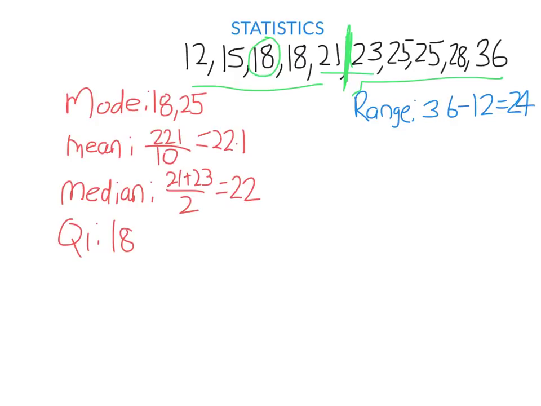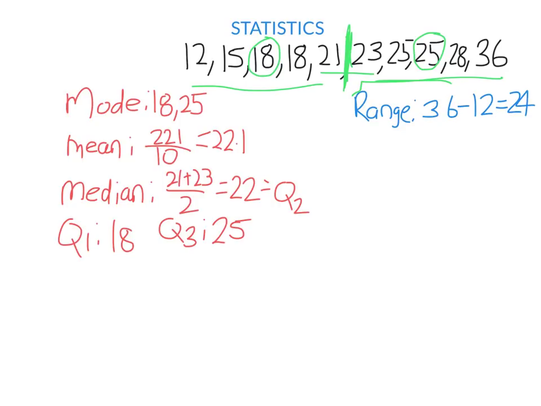Similarly, for the median of the upper half, again in the upper half there are 5 scores, so there'll only be 1 middle score. The median of the upper half here is 25, and we call that Q3. Q2 is actually the median. So Q3 is the point where 25% of scores lie above it.